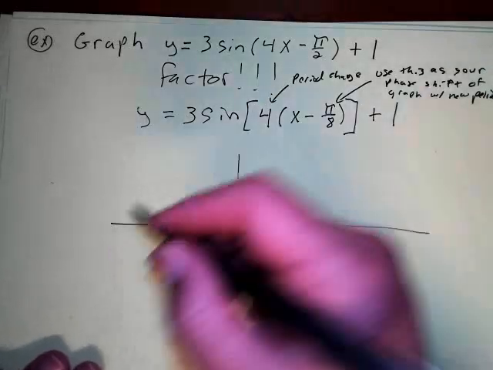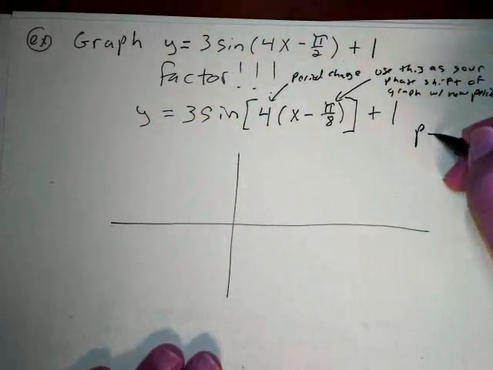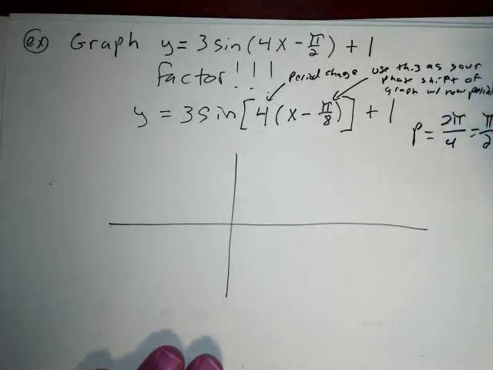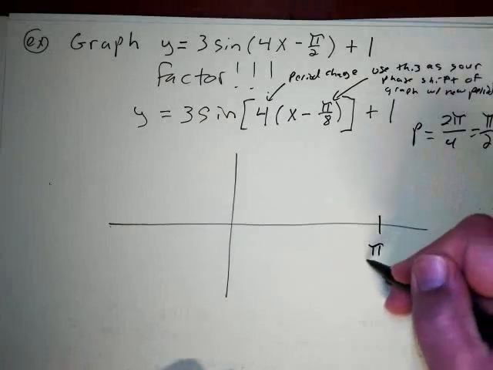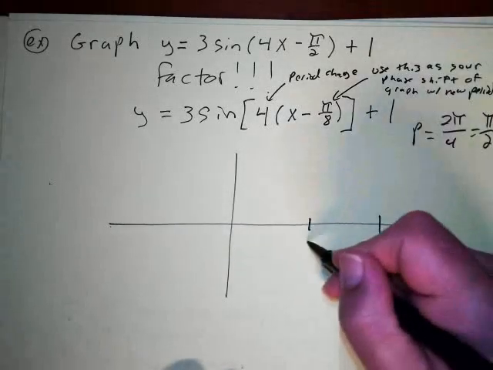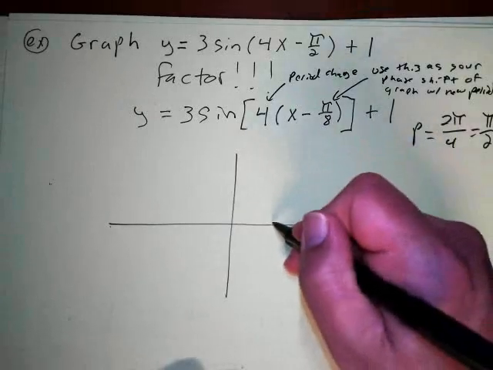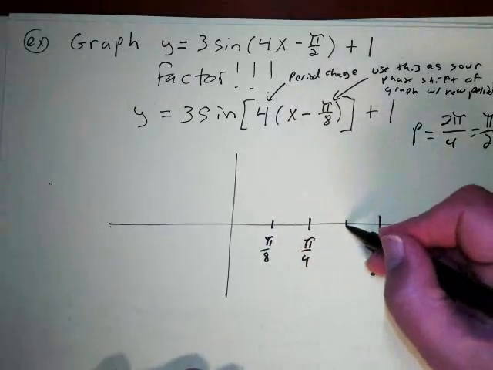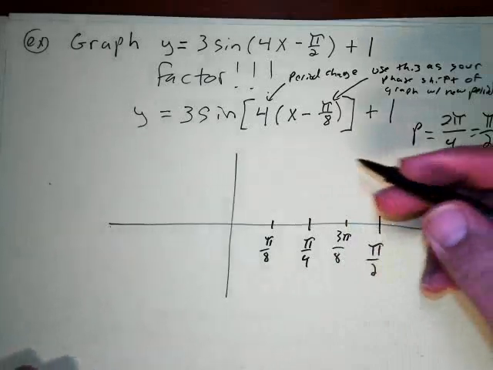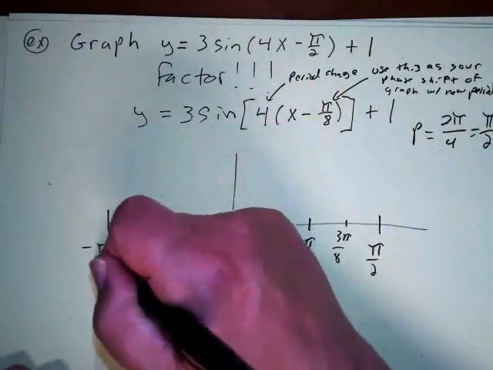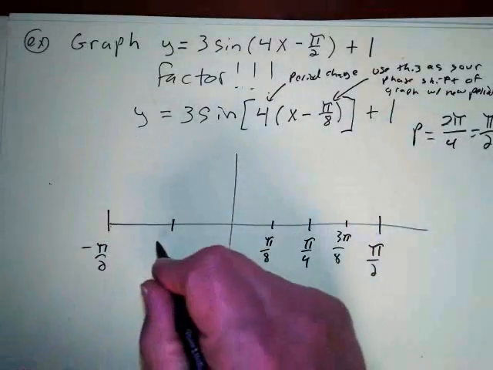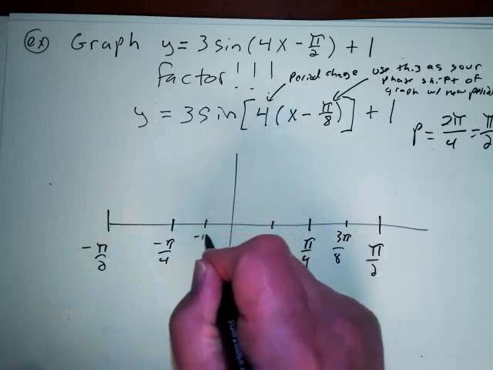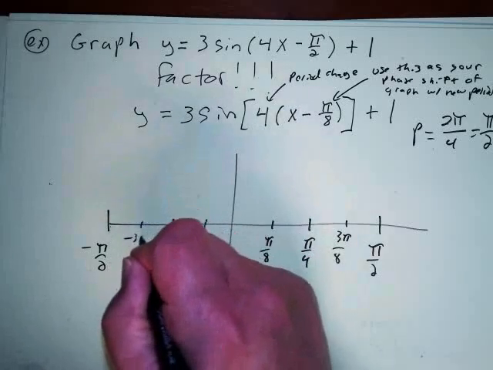So first of all, what is my period? Okay, so it'll be 2 pi over 4. So it looks like it's pi over 2. Right? So this is 1 period. So half of that is pi over 4. Okay, half of that is pi over 8. And then half of that is 3 pi over 8. And then this would be like negative pi over 2. Negative pi over 4. Negative pi over 8. Negative 3 pi over 8.